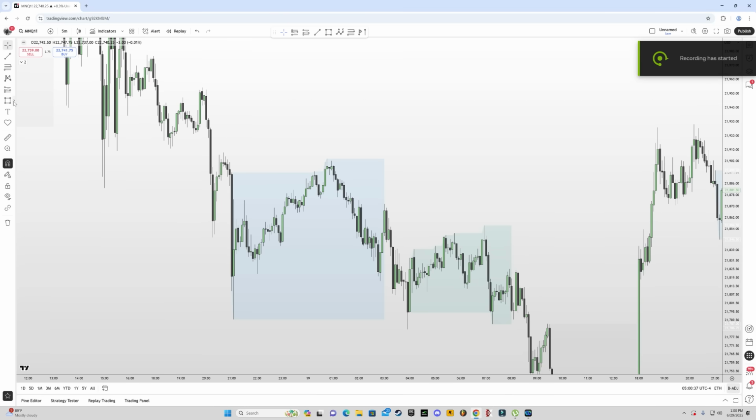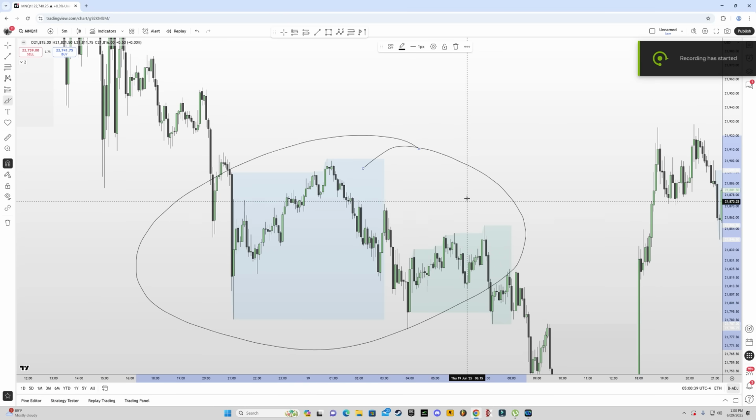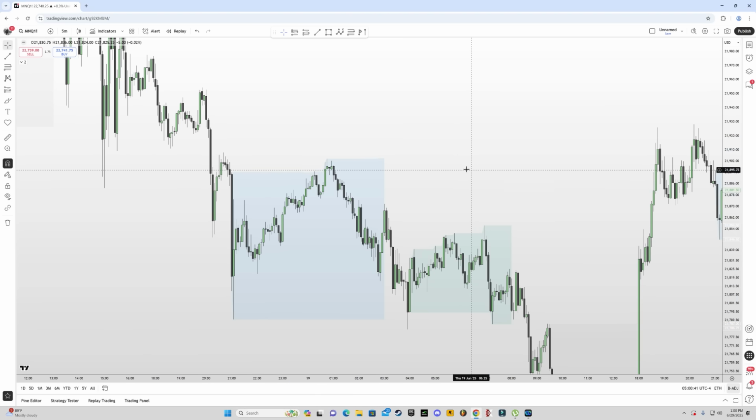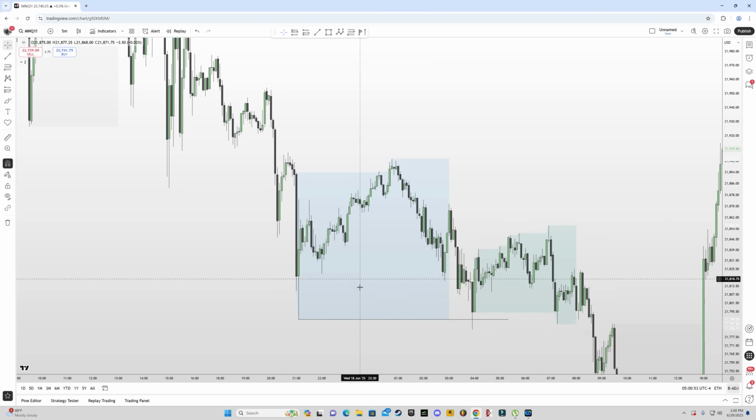And can you identify a range within this area? If you can, congratulations. But I'm going to do it for you one more time so you can understand it. So we have the original push, the original trend, which is to the downside. Now we are looking for a pullback, and within the pullback, we are looking for a market structure shift.